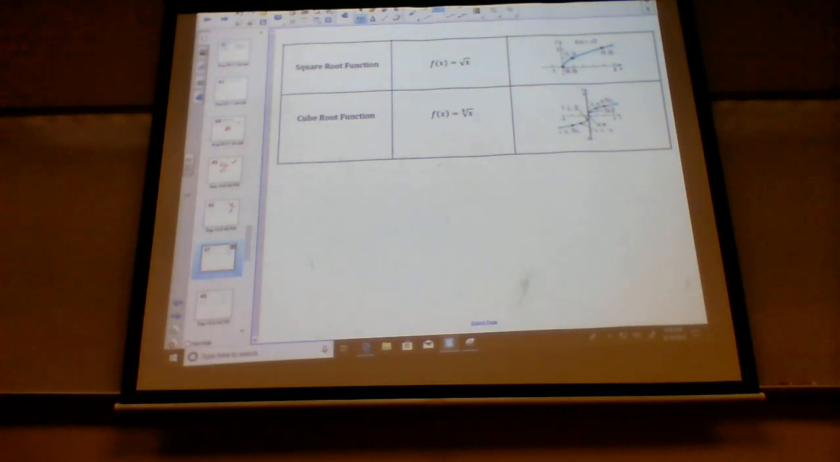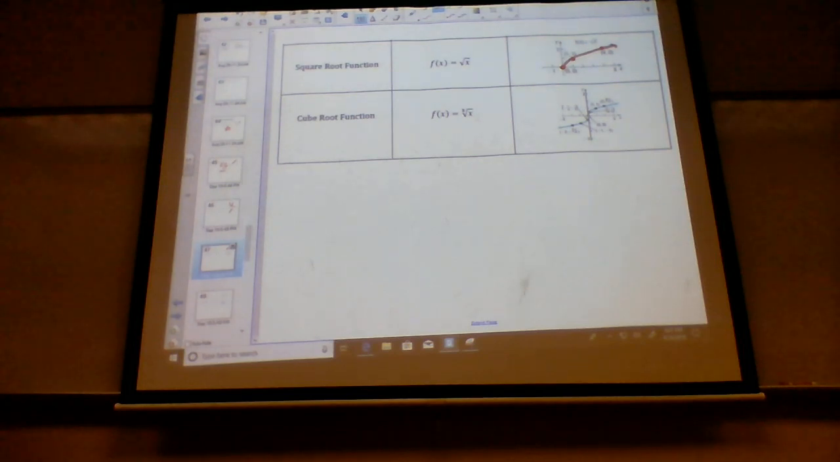You need to know the square root function. The square root function is f of x equals the square root of x. It looks like this. Notice that there are no negative values on that function. Everything is positive. That's because you can't plug in a negative to a square root. You know this. So we start at 0, 0. Another key point is 1, 1. And then we have the point 4, 2.